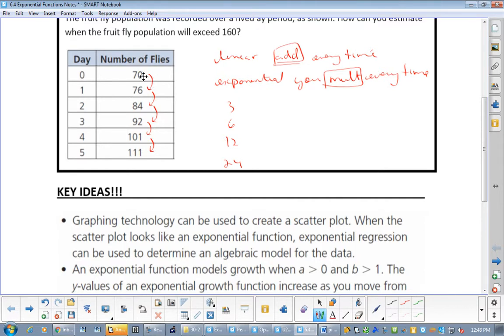So with that tidbit of knowledge, how would you find out what this is getting multiplied by? Take 76 divided by 70. So 76 divided by 70, or we can just put it over top, right? Okay, what do you get? So let's go to 1.09. Okay? Now let's test it though, because if that one worked, 84 divided by 76 should also work. You want to test a few to see if it's even exponential. Okay. Then the next one, what do we get? So we're going to take 92 divided by 84. 1.09?